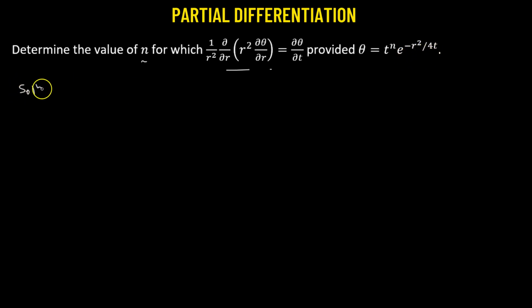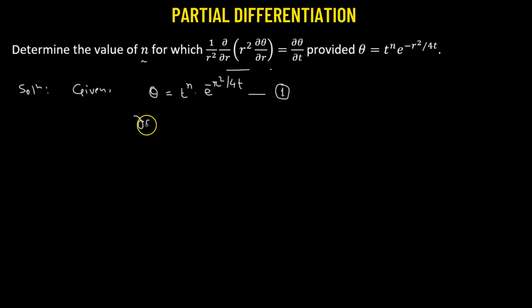So let's begin. We are given here theta equals t raised to the power of n times e raised to the power of negative r squared divided by 4t. We'll consider this to be equation number 1.